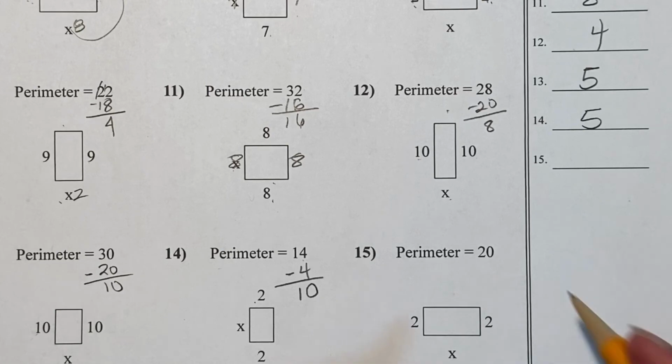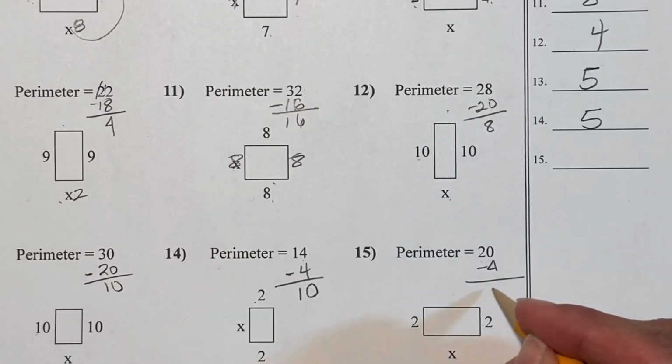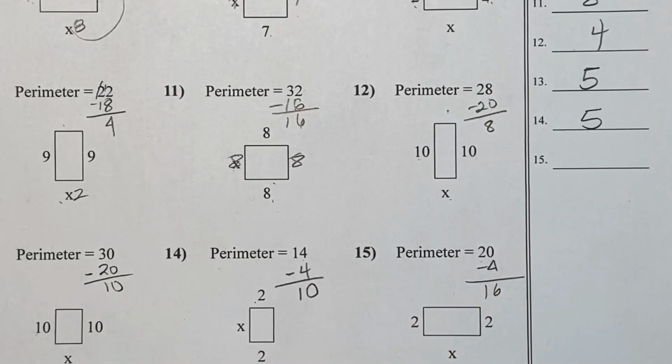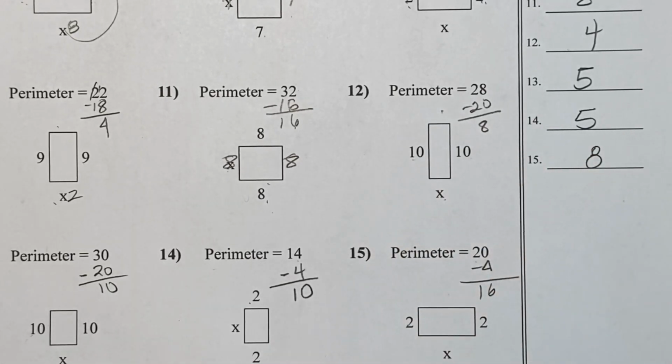Last one. My perimeter is 20. I'm going to subtract the 4. 16. Half goes to each of the remaining sides. X equals 8.